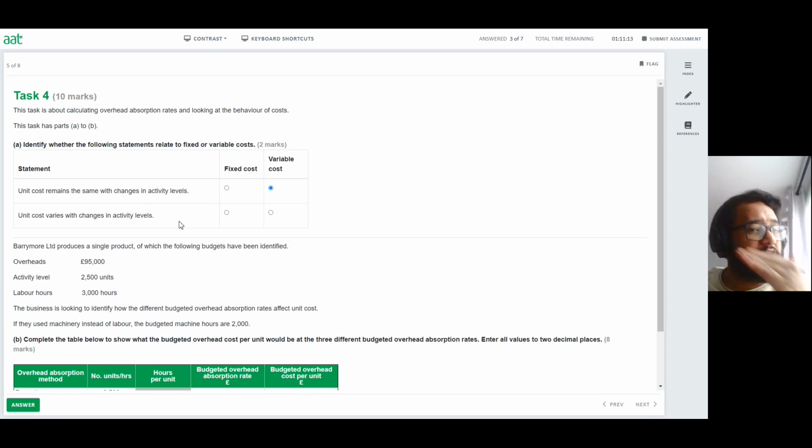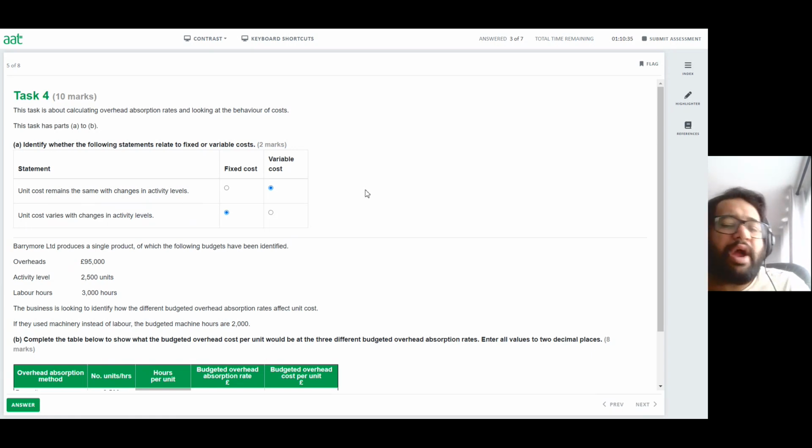But for fixed costs, it's the opposite, isn't it? Because if I make 1 unit, my total fixed cost, say, is £1,000. The fixed cost for that 1 unit is now £1,000. But when you make 2 units, your fixed cost per unit is now reduced by half, because the 2 units are now sharing that fixed cost. So it reduces. If you make 4 units, £1,000, what is happening to your fixed cost per unit? It comes down even more. It comes down to £250. Therefore, it says here the unit cost varies with the changes in activity level. So that is for fixed cost.